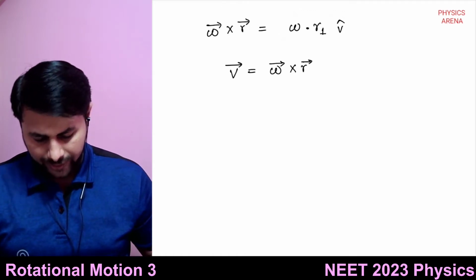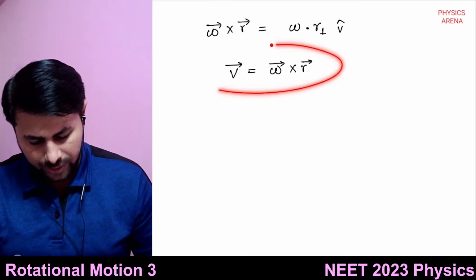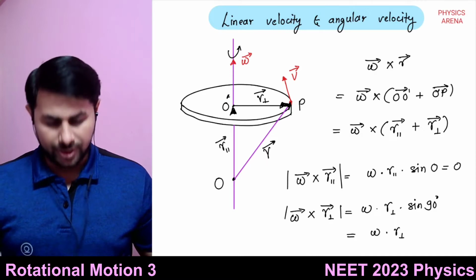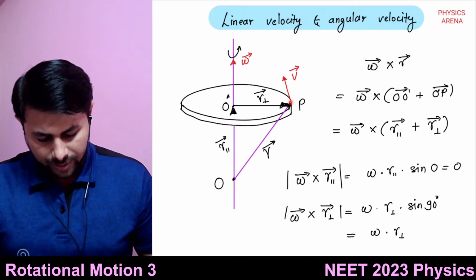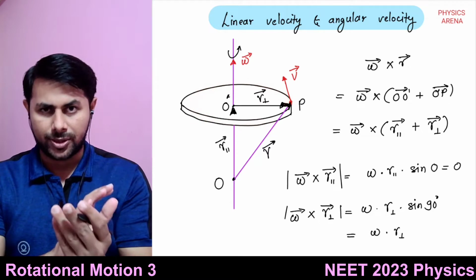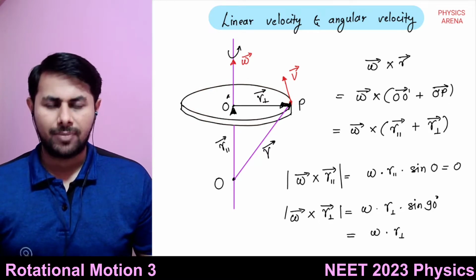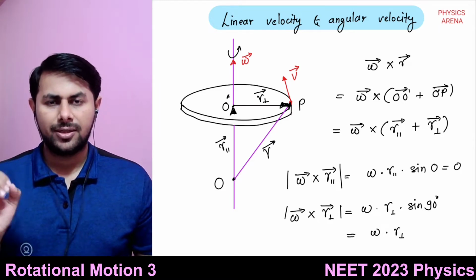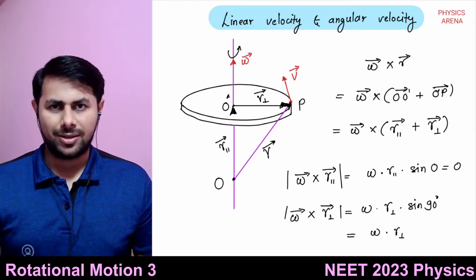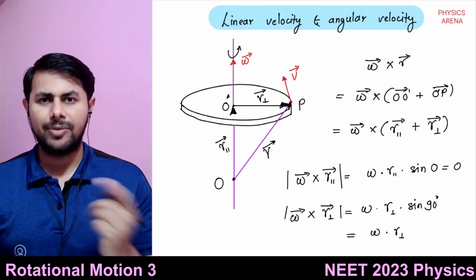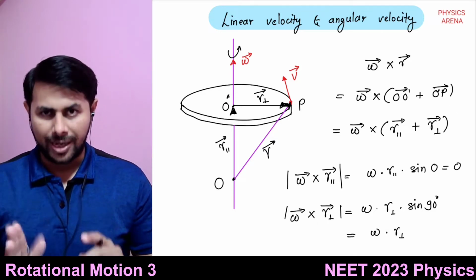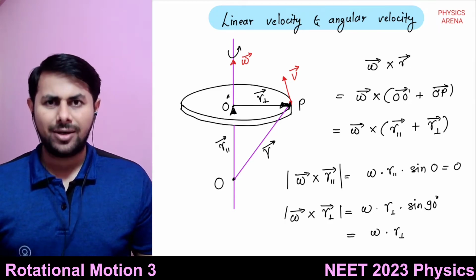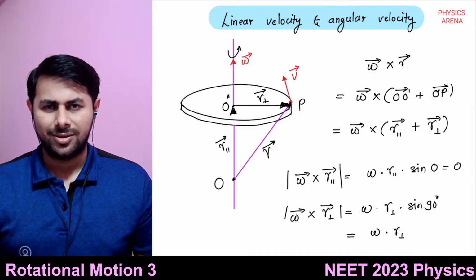Okay, so this is true for rotational motion. See here, this object is performing rotational motion about a fixed axis. So in that case, the linear velocity of any particle on that object will be equal to what? It's omega bar cross its position vector.